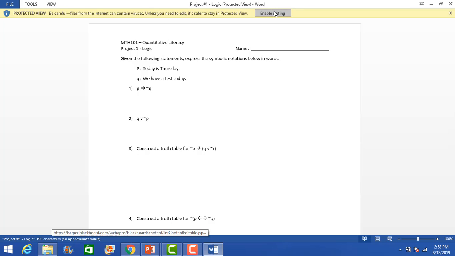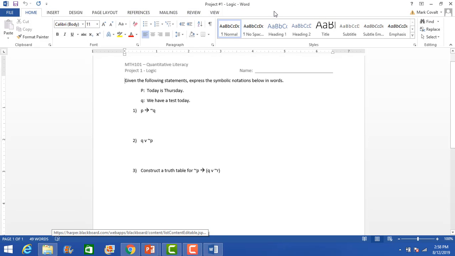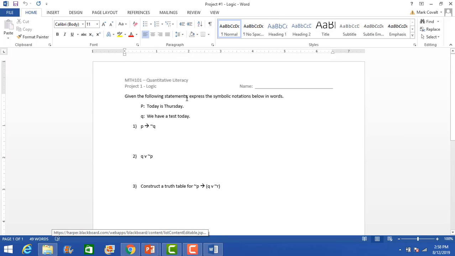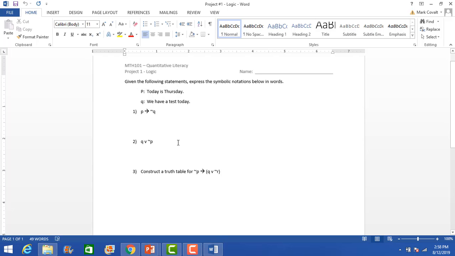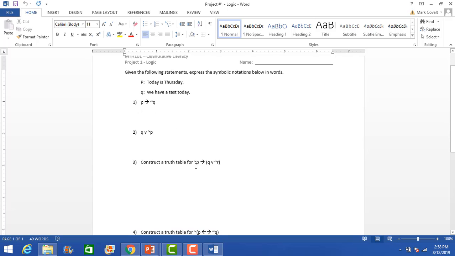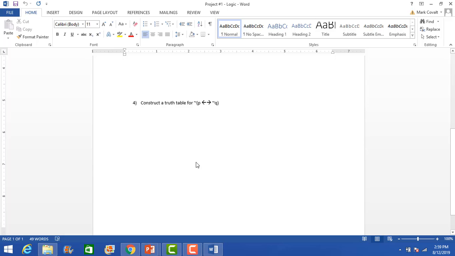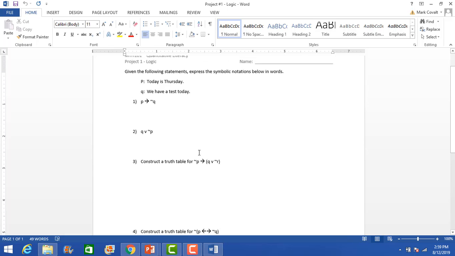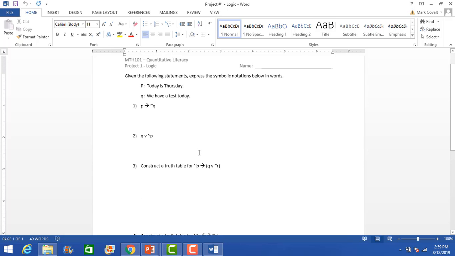You're going to enable it so you can print it off. You print this off and follow the directions. You're going to work on this and answer these questions. This is only a page long, so this project is not that difficult. It's not that long. You're going to write out your answers.